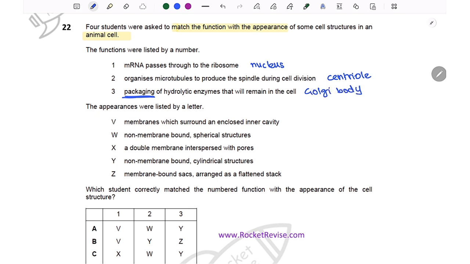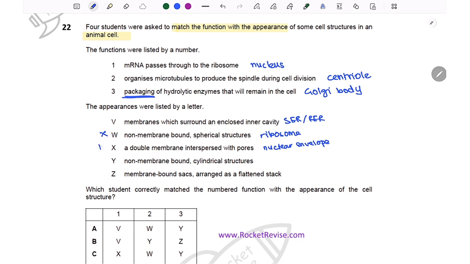Now, appearances. V is the membrane which surrounds an enclosed inner cavity. This is for SER or RER. Non-membrane bound spherical structures, that is ribosome, is non-membrane bound. It's easy to mess up and confuse between ribosome and lysosome, but there's a difference. A double membrane interspersed with pores, that is the nuclear envelope. So you can be specific, but since this question is not about identifying them correctly, you can even just write it down as nucleus and solve this question.